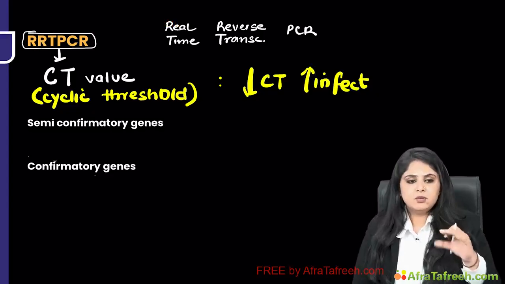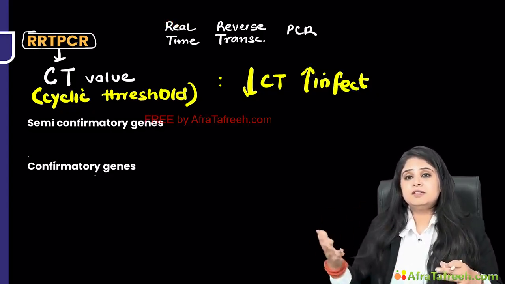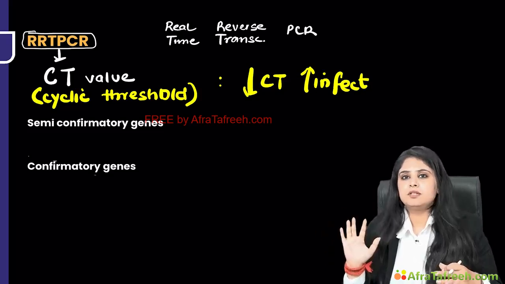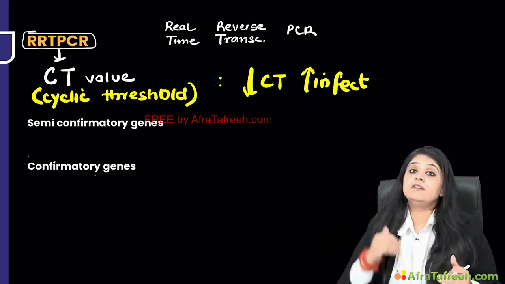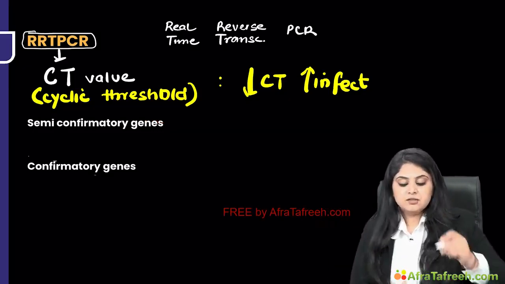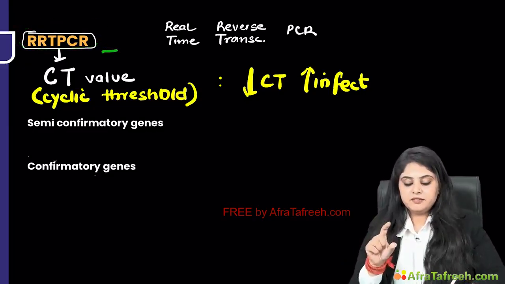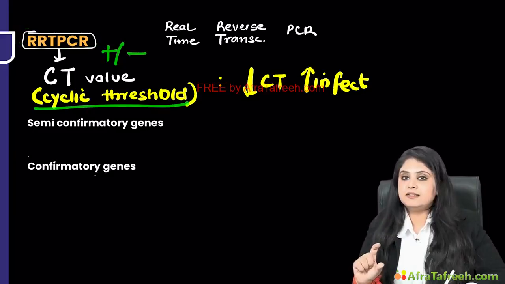So if the people who had CT values of 10, 12, they had very bad survival. People who had CT values of 20, 22, we were not worried about them. So lower the CT value, we were very, very worried. Matlab jitna kam CT value, utna zyada infectivity. So if you remember, RRT-PCR ka report said positive, negative. Then they gave you a cyclical threshold.